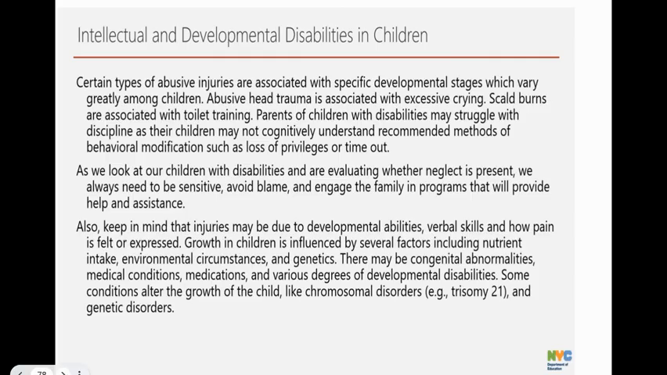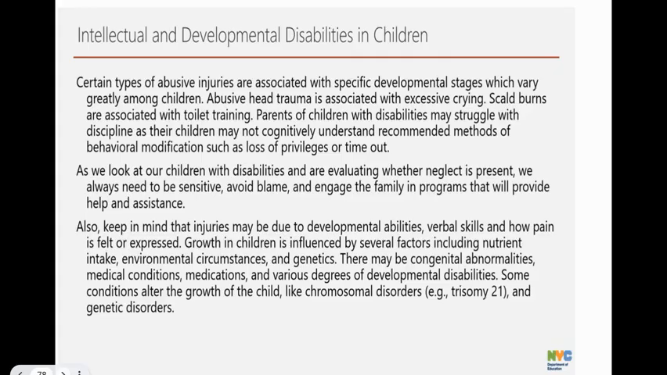Now, we know that children with intellectual and developmental disabilities are prone to certain types of abuse. So, head trauma can be associated with excessive crying. Burns can be associated with toilet training because parents with children who have disabilities may not really understand that the children don't understand regular timeouts or being told to stop. So they may take extremes to try to get their children to listen. We also want to make sure that these children are not being neglected. So we have to avoid blame, and we need to have ways to help support them as well.